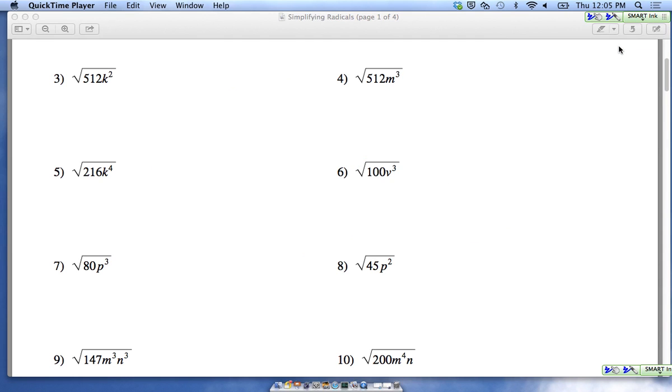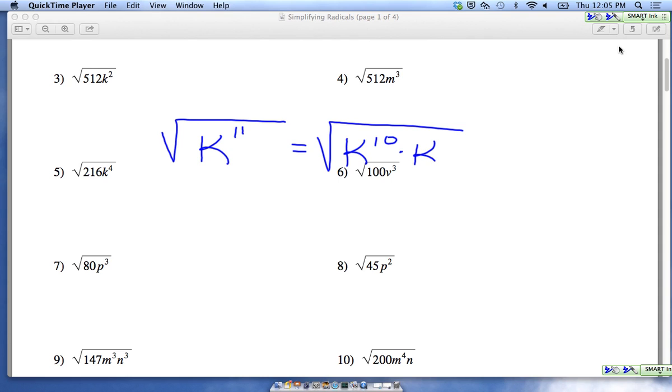When the power is not even, so if I have k to the 11th, just subtract 1 to get to the even power. So k to the 11th, using properties of exponents, is k to the 10th times k to the first. Well, the perfect square here would be k to the 10th because 10 is an even number. So this would be k to the 10th times k to the first. K to the 10th is k to the fifth outside of the radical. The k to the first remains inside the radical.